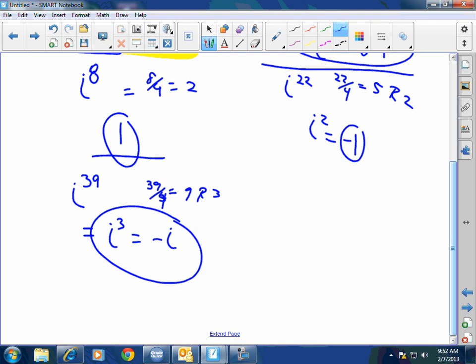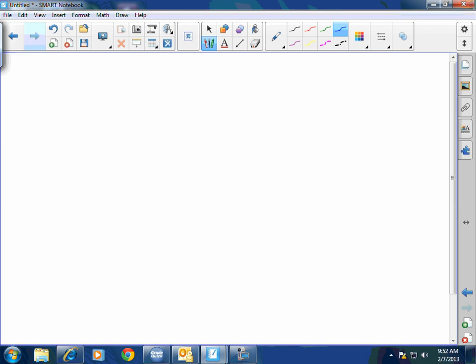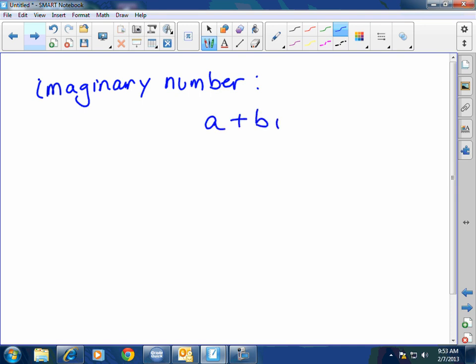All right, now let's talk about imaginary numbers, complex numbers. An imaginary number is a number in the form of a plus bi, where a and b are real numbers and b cannot equal 0. Imaginary numbers and real numbers together make up the set of complex numbers. Because if b equals 0, then there is no i, then you just have a real number. There's no imaginary number here.